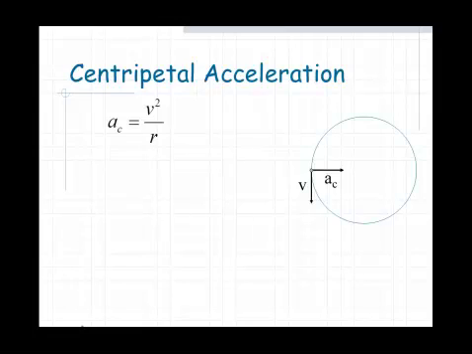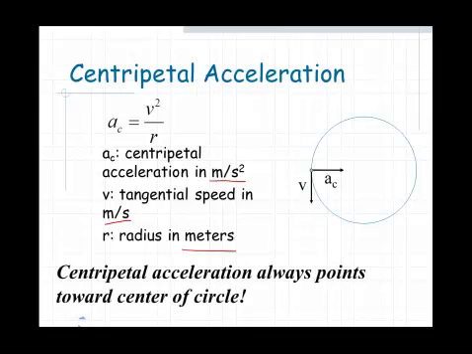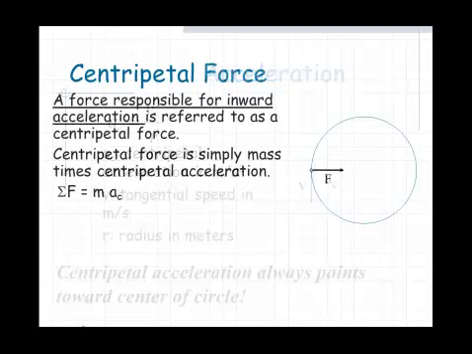Now this is the equation for centripetal acceleration. The units are meters per second squared, and v stands for the tangential speed in meters per second, and r is the radius in meters. And remember, the centripetal acceleration always points toward the center of the circle.